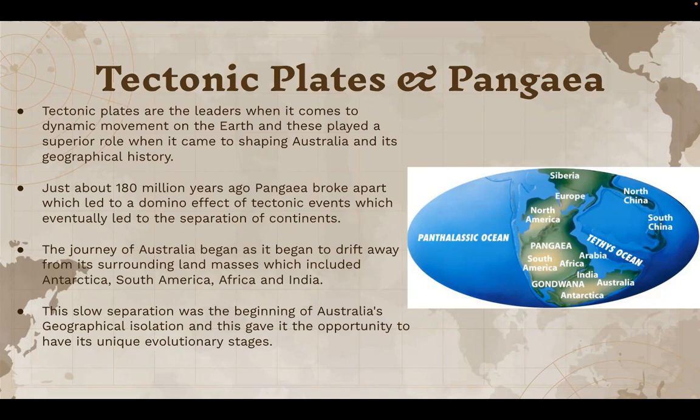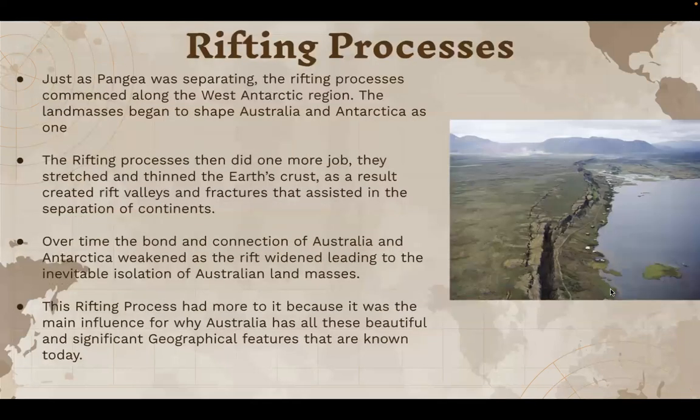The journey of Australia began as it began to drift away from its surrounding land masses, which include Antarctica, South America, Africa, and India. And you can see here on the picture how Australia is just sitting on this little corner and it's connected to India, Antarctica, Africa, and a bit of South America. So at one point it just started splitting right here and started moving to the right, which we'll talk about more in the next slide.